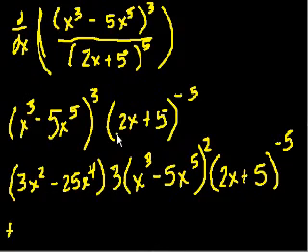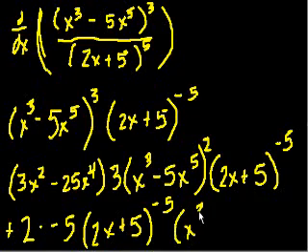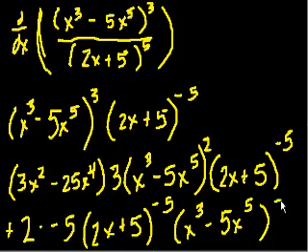So the derivative of this term, we take the derivative of the inside, which is pretty easy. It's just 2, times the derivative of the outside, which is minus 5. And just so you know I didn't skip a step, the derivative of 2x is 2, the derivative of 5 is 0. So the derivative of 2x plus 5 is just 2. So it's 2 times minus 5, 2x plus 5, right? We just keep that the same, to the minus 5 power, and then we multiply it times this first expression, x to the third minus 5x to the fifth to the third power.